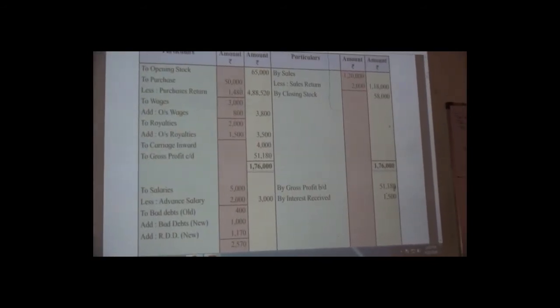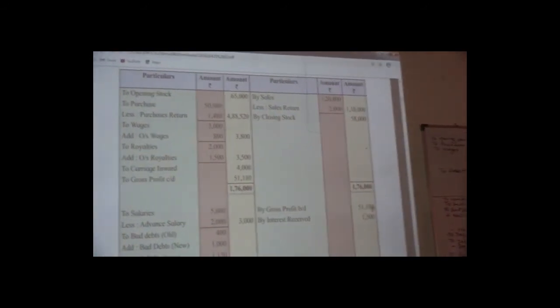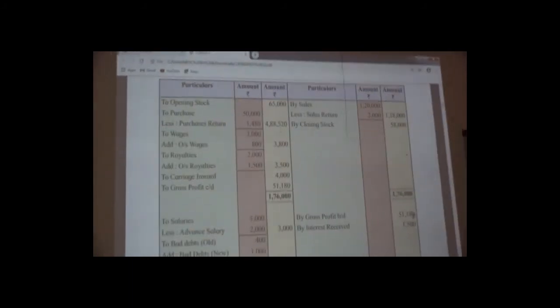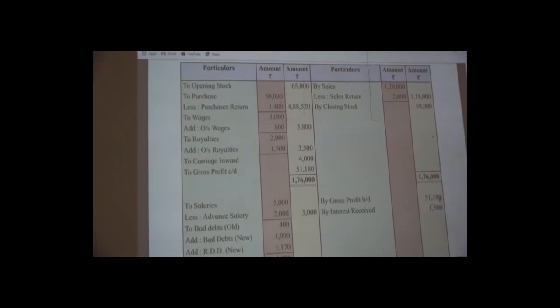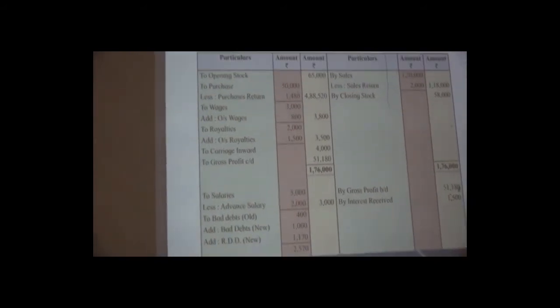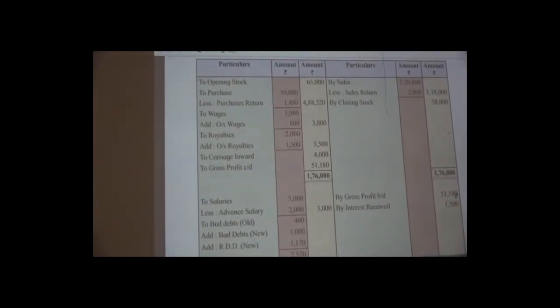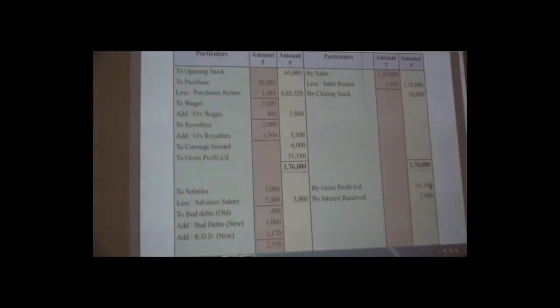From the following trial balance and adjustments given, you are required to prepare trading and profit and loss account for the year ended 31st March 2019 and balance sheet as on that date in the books of Shilpa and Katrina. Shilpa and Katrina are the two partners in a business. They are doing the business on the basis of partnership. Trial balance as on 31st March 2019 is given to you.